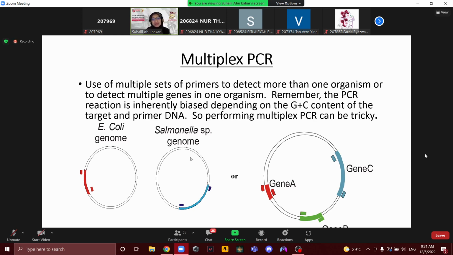Okay, alright. So this one, use for example E. coli, you have 2 genomes from E. coli.